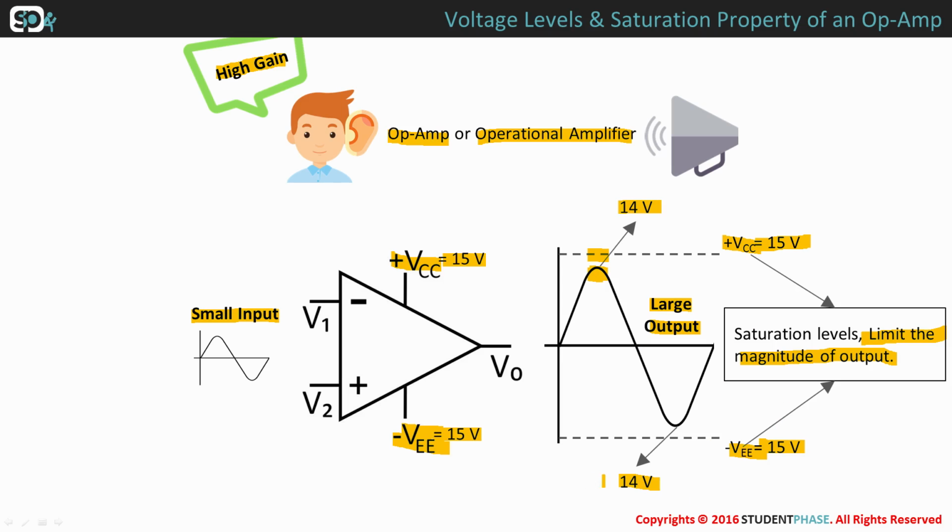Once the output reaches its limit, it does not increase further, even if input voltage is increased. This condition of an op-amp is said to be saturated or clipped.